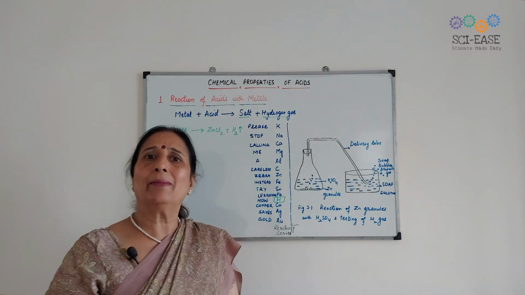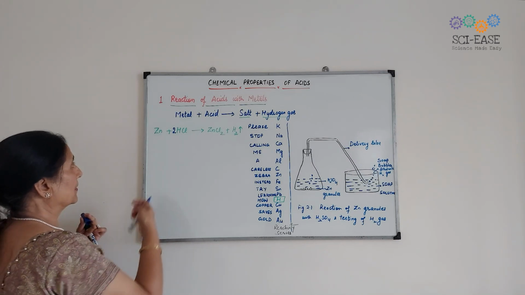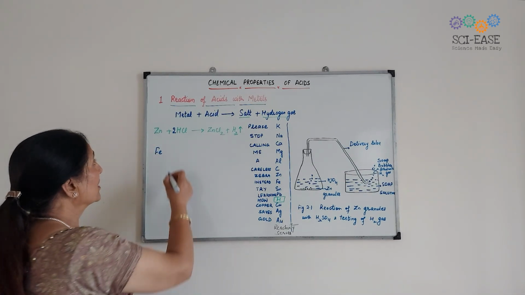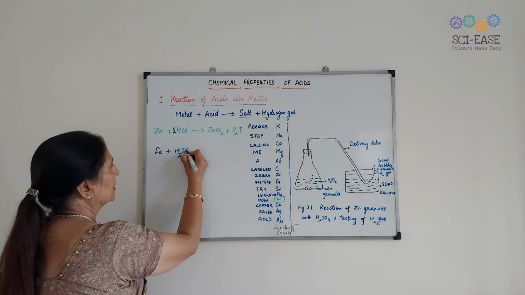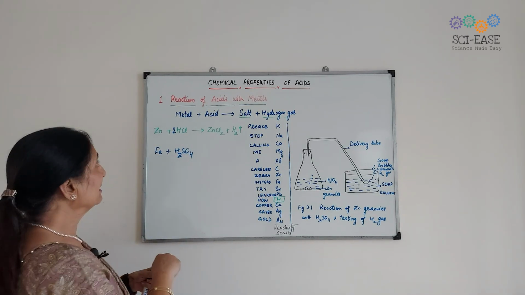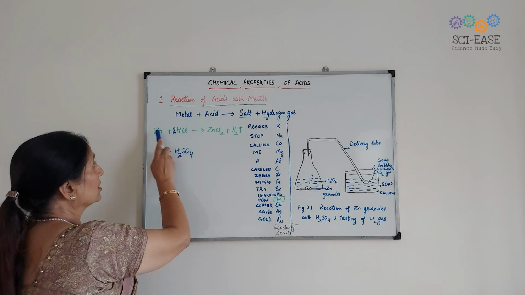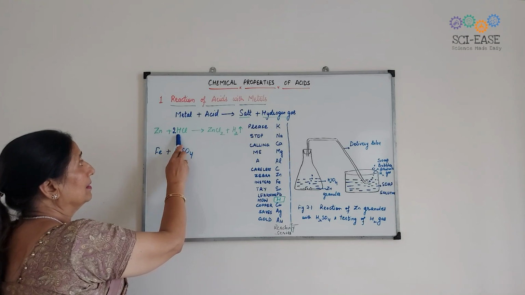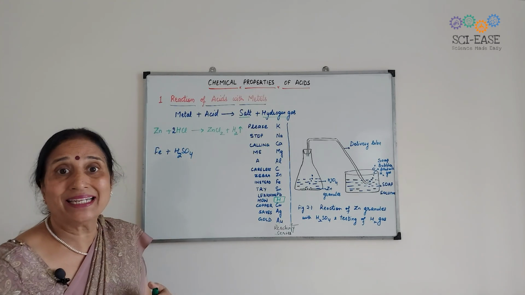We can take any other metal. Suppose I am taking iron. Iron is Fe, and here I am putting sulfuric acid to it. This is the displacement reaction. You have seen that this is displacement, because zinc is more reactive than hydrogen, it will displace hydrogen from HCl.